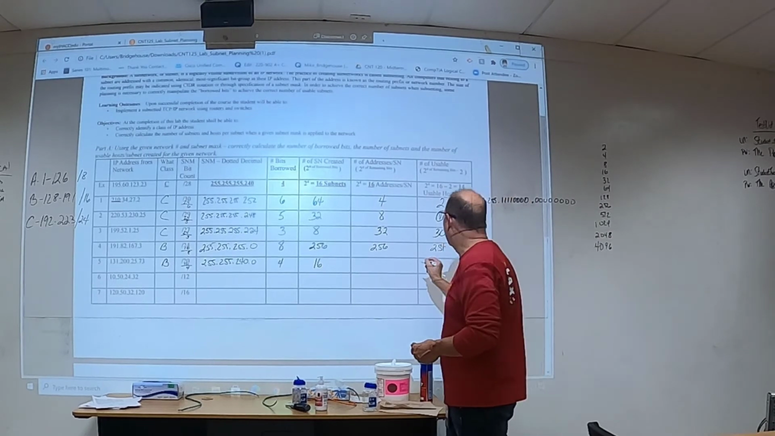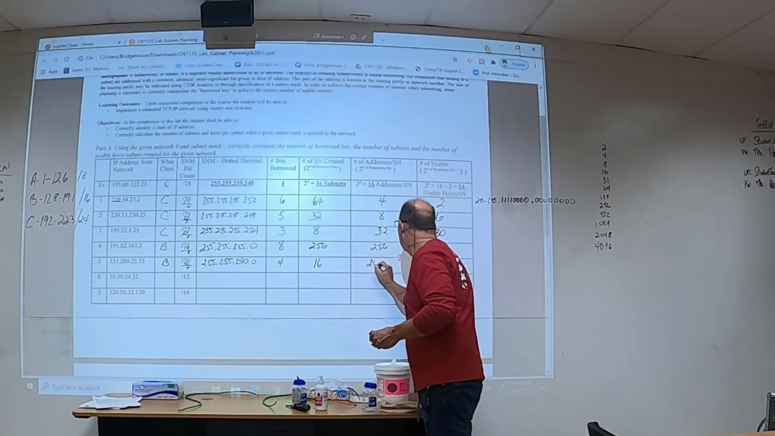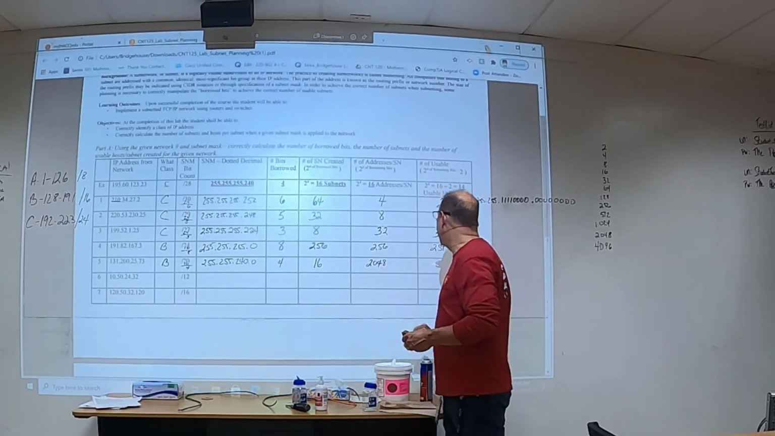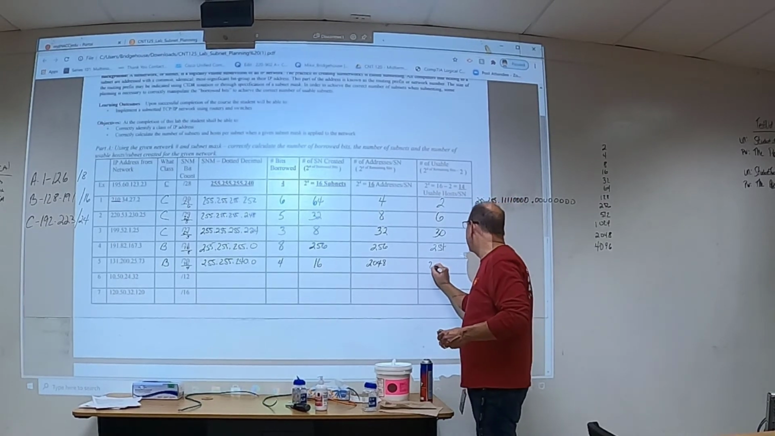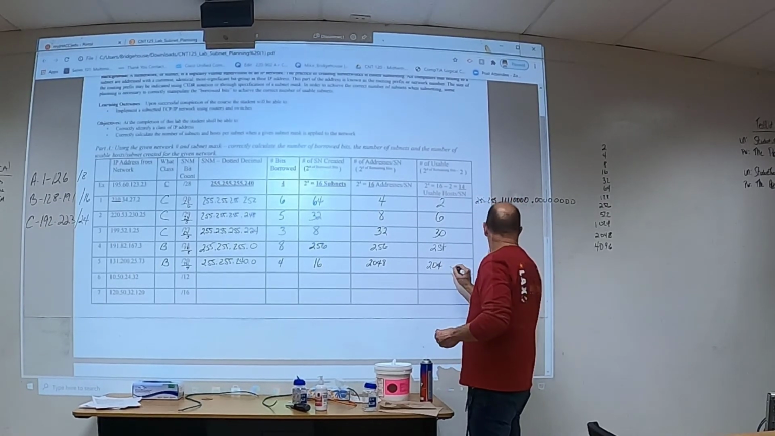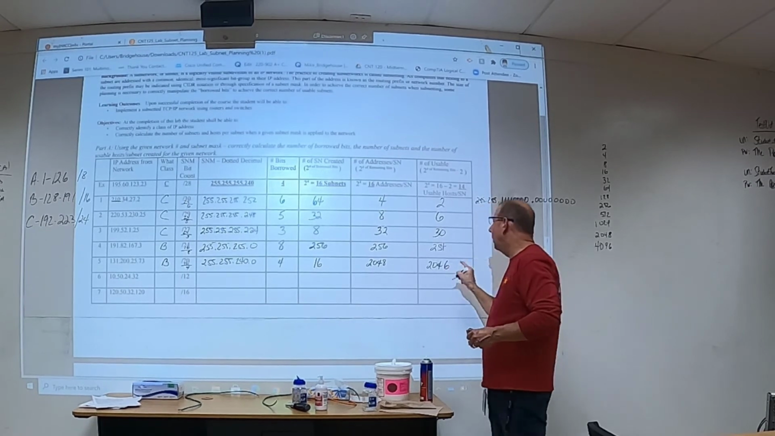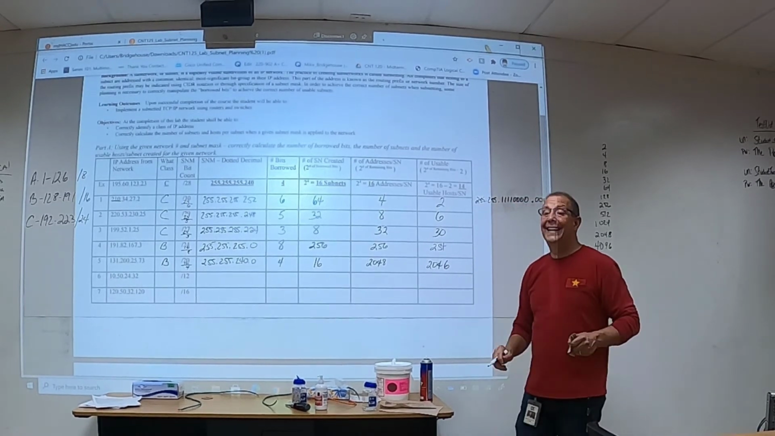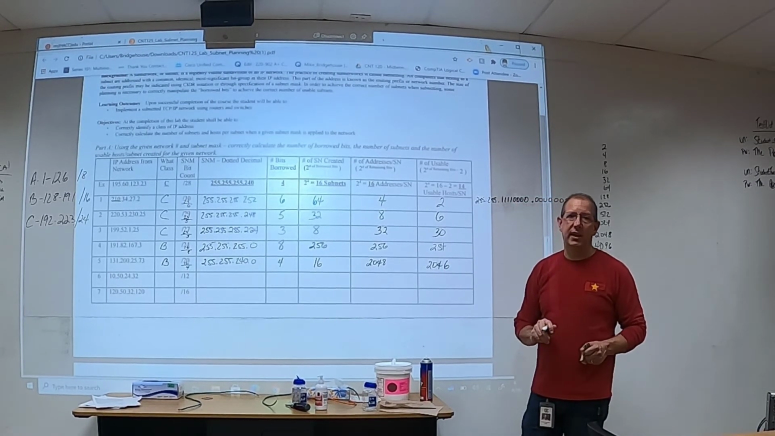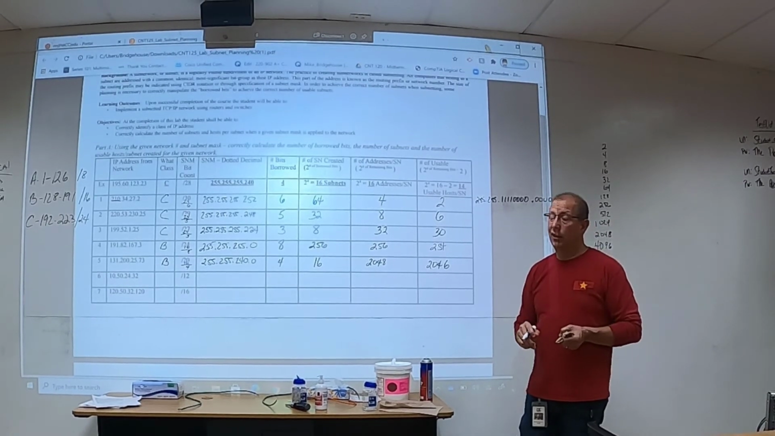So that means I have 2,048 and I have 2,046 usable on each one of my 16 networks. That's a large network to deal with, that's for sure.